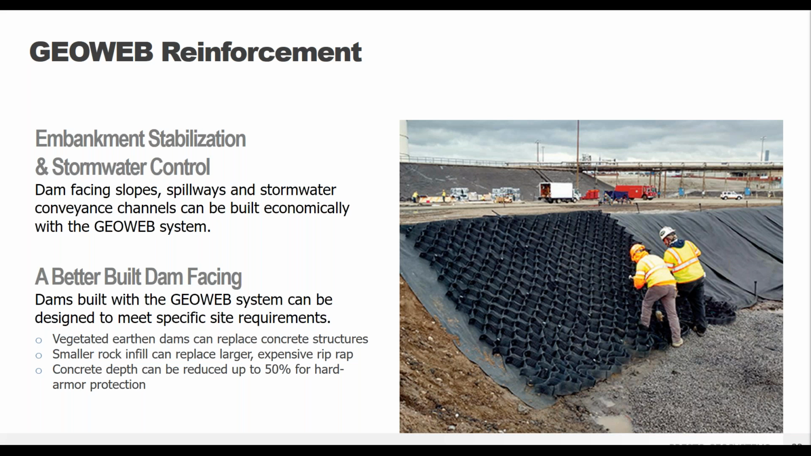So the GeoWeb system is an economical alternative to things like large riprap stone and things like reinforced concrete for dam faces or spillways. And like I said, it can even allow for that vegetated face that would otherwise just not be possible when you have potential water flow. That water flow could cause scour, cause rills, bellies, just rip up that vegetation. Wouldn't do that with the GeoWeb system.